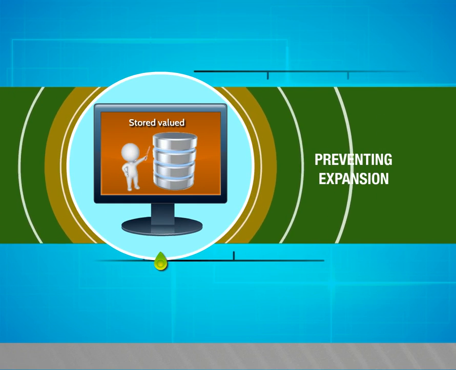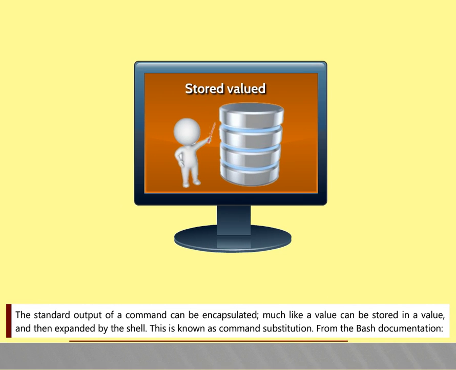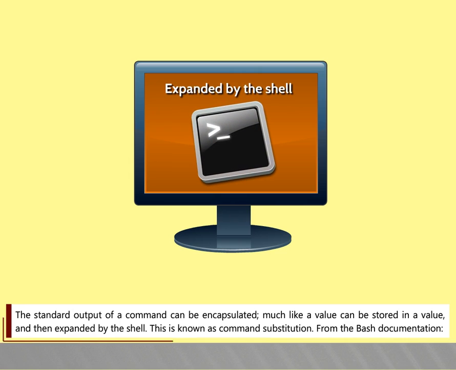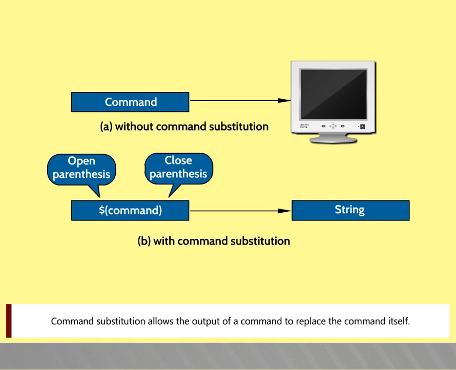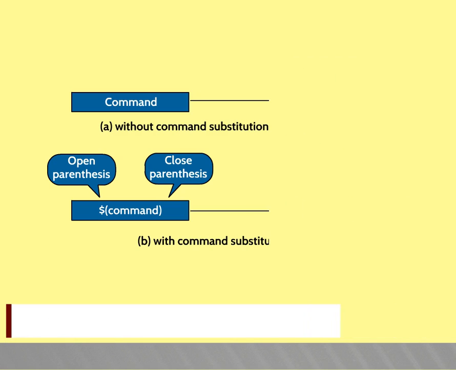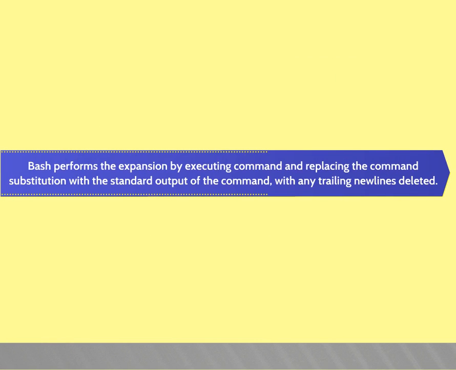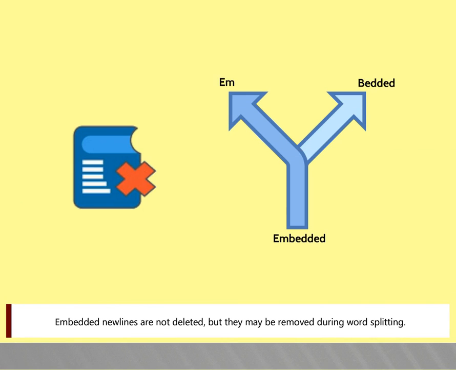Preventing expansion. In this video, we are going to see about preventing expansion. The standard output of a command can be encapsulated, much like a value can be stored in a variable and then expanded by the shell. This is known as command substitution. From the bash documentation: command substitution allows the output of a command to replace the command itself. Bash performs the expansion by executing the command and replacing the command substitution with the standard output of the command, with any trailing newlines deleted. Embedded newlines are not deleted, but they may be removed during word splitting.